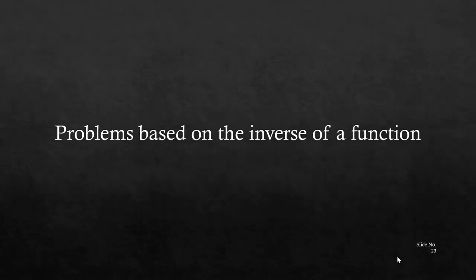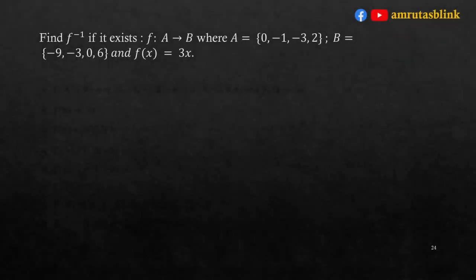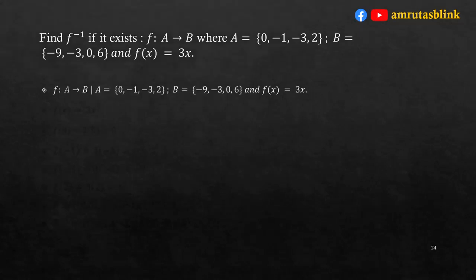Now, we will see a few problems based on the inverse of functions. Find f inverse if it exists, where f is from A to B, where A is equal to {0, -1, -3, 2} and B is equal to {-9, -3, 0, 6}, and f of x is equal to 3x. Now, it is given that f is defined from A to B, where A is equal to {0, -1, -3, 2} and B is equal to {-9, -3, 0, 6}, and f of x is equal to 3x.